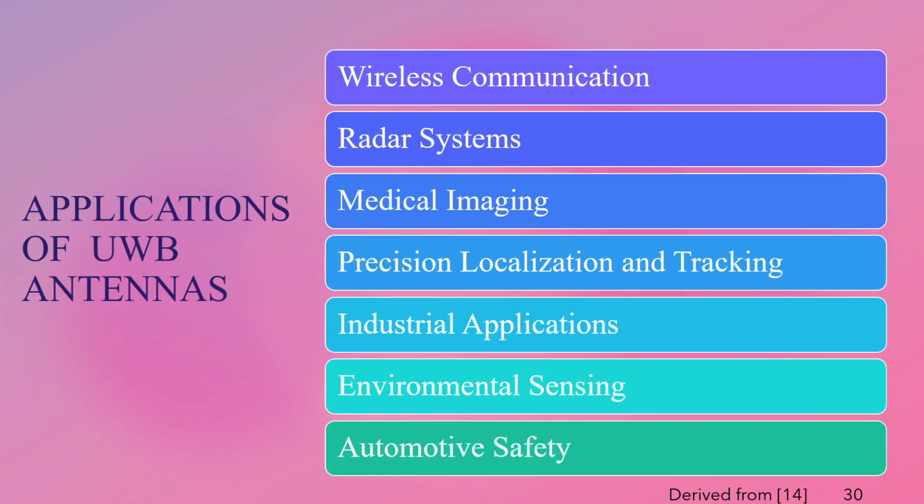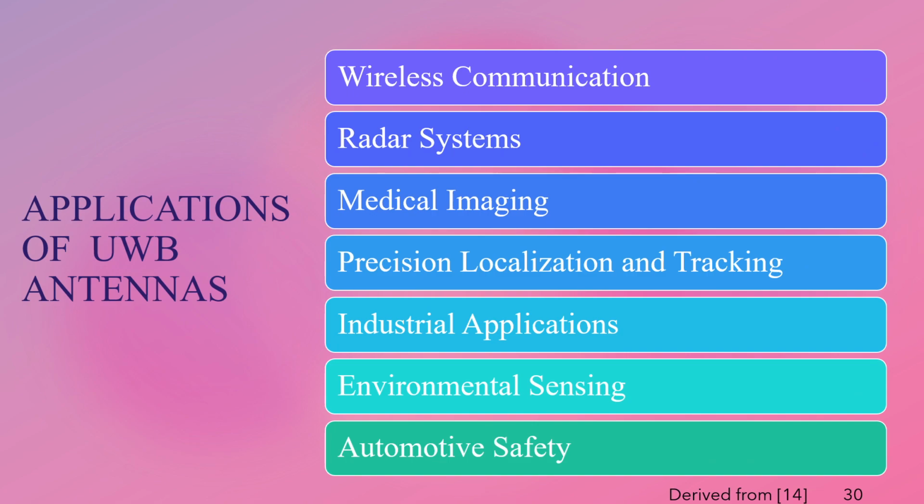Now coming to the applications of UWB antennas. Wireless communication: UWB antennas can be used for high-speed, short-range wireless communication. They are employed in applications such as wireless USB, wireless HDMI, and wireless personal area networks (WPAN). UWB can offer high data rates and is suitable for multimedia streaming.